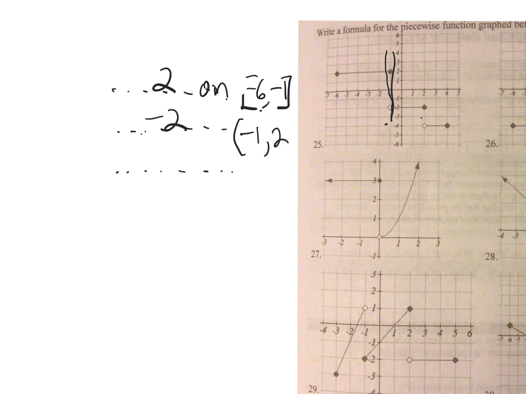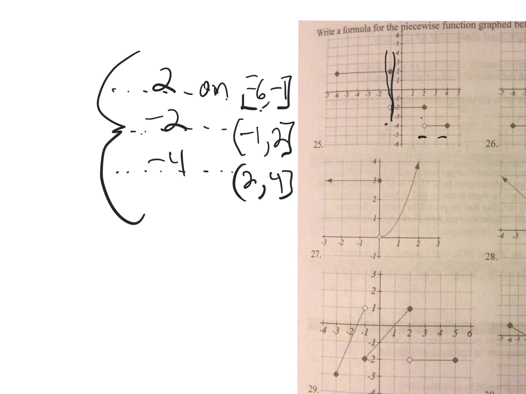And then for the last domain, oops, I have to close this one, don't I? For the last piece, I see it's going from 2 up to 4, and 2 is open, and 4 is closed, and that equation is y equals -4. Then we'll just put a great big curly bracket and say f of x equals. And that's my piecewise defined function.